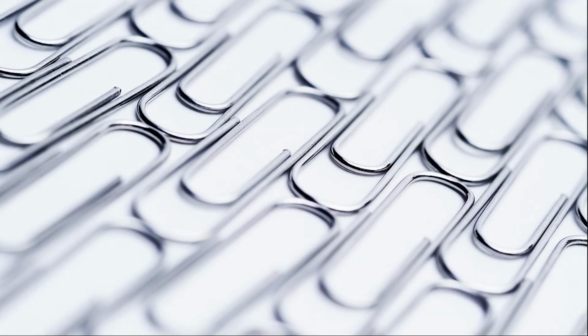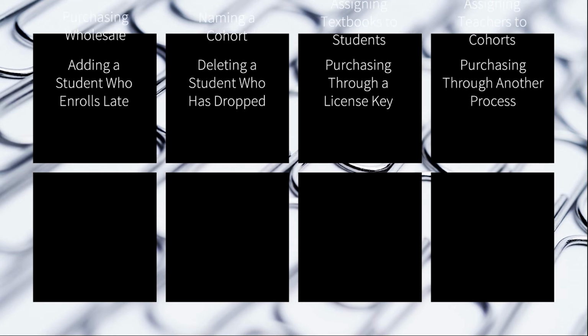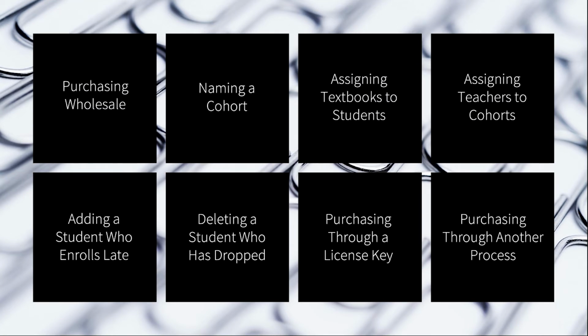This video addresses these important topics. How to get wholesale prices, naming a cohort, assigning textbooks to students, assigning teachers to cohorts, adding a student who enrolls late, deleting a student who has dropped out, purchasing through a licensing key, and purchasing through another process, like through an invoice or through a bookstore.